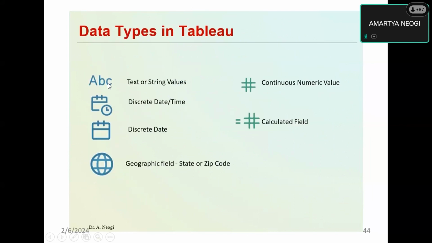Now these are the different symbols denoting the data types of Tableau. As you can see, text or string values are denoted by this notation, and shortly you will get this. Discrete data, date and time by this. Like a geographical field, this is the data type here. State or zip code, here this is a symbol. And continuous numerical values or calculated values, both of these are green color, and the left side is in blue color for the dimension attributes, and measure attributes are in green color.